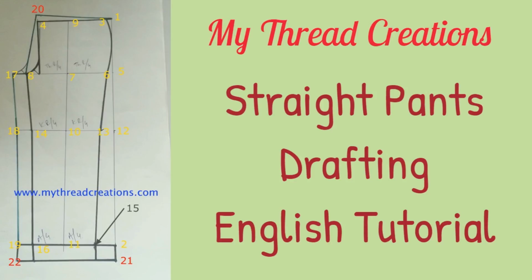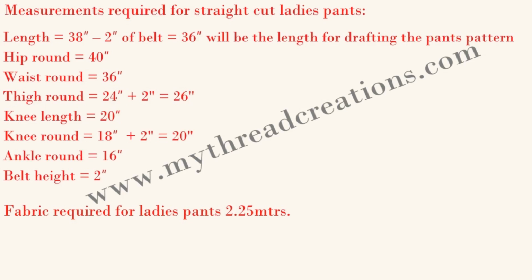Today we'll see the drafting of straight pants. So first of all, let's note down the measurements required for it. As you can see on the screen, the measurements I've written over there. Length. From the length you have to minus 2 inches of belt height. So the total length 38 inch minus 2 gives me 36 inch, which will be taken as length while drafting the pants pattern.